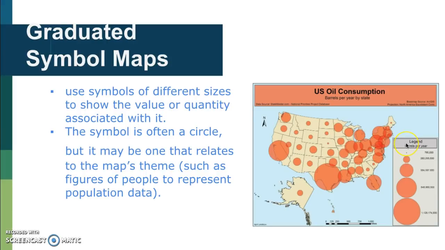So for this map, it talks about US oil consumption. So I see some really big circles, which means that those states consume a lot of oil.